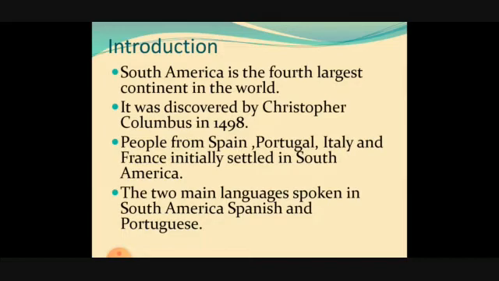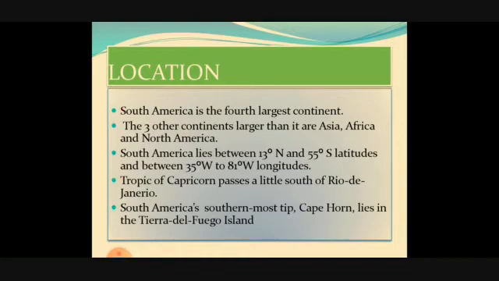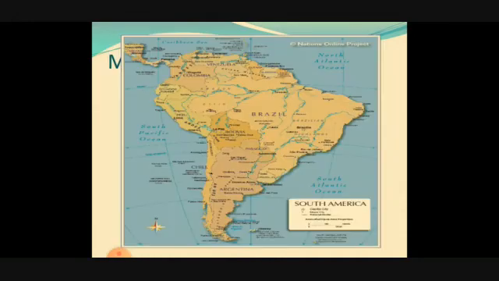And now we'll move to the next part, that is the location of this continent. It is the 4th largest continent, and the other 3 are Asia, Africa and North America. And the position is 13° north to 55° south. It is south, so you have to correct it in your book and learn it. And then it is 35° west to 81° west longitude. Now Tropic of Capricorn passes through Rio de Janeiro, and South America's southern tip is Cape Horn. It lies in the Terra del Fuego Island. Very important, its southern tip is Cape Horn and it lies in the Terra del Fuego Island.